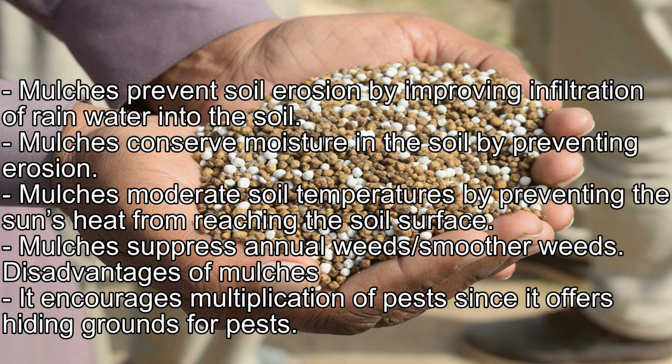Mulches moderate soil temperatures by preventing the sun's heat from reaching the soil surface. Mulches suppress annual weeds/smother weeds. Disadvantages of mulches. It encourages multiplication of pests since it offers hiding grounds for pests.